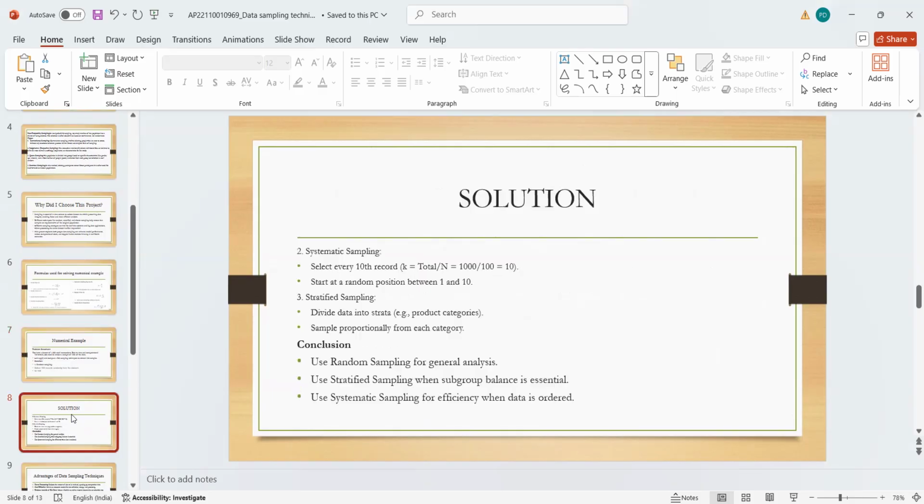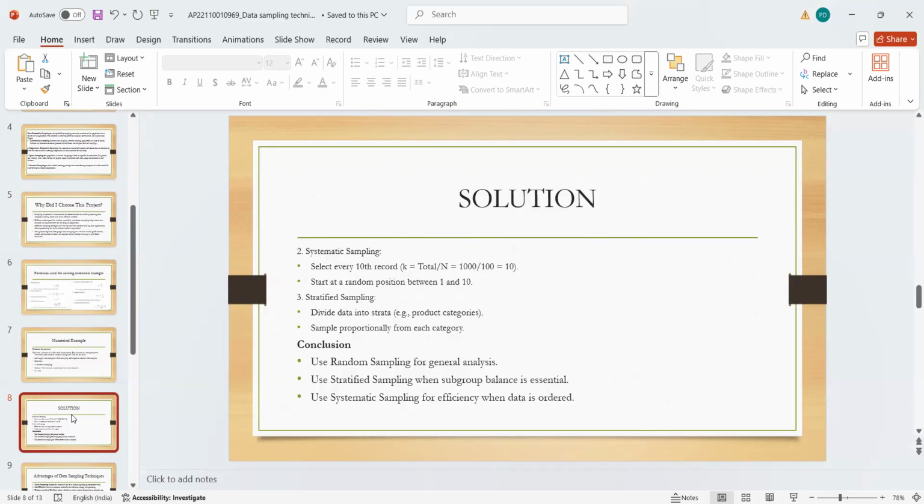Systematic sampling: select every 10th record. Systematic sampling formula: k equal to capital N by small n. Total 1000 by n, where n means number of samples, 100. 1000 by 100 equal to 10. Start at a random position between 1 and 10.